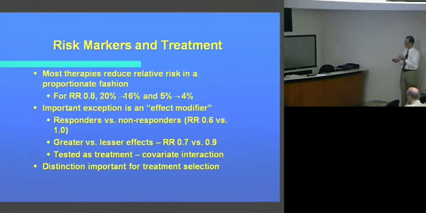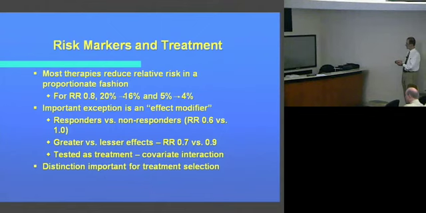The key thing to look for, though, is whenever a marker is an effect modifier. In other words, it is identifying people who respond to treatment versus those who don't. A relative risk of 0.8 in the overall population might come because half the people respond really well and the other half don't respond at all. So if you have a marker that tells you which half is going to respond, that's a very important thing to know. Or perhaps it's not so black and white, but there is a little bit.